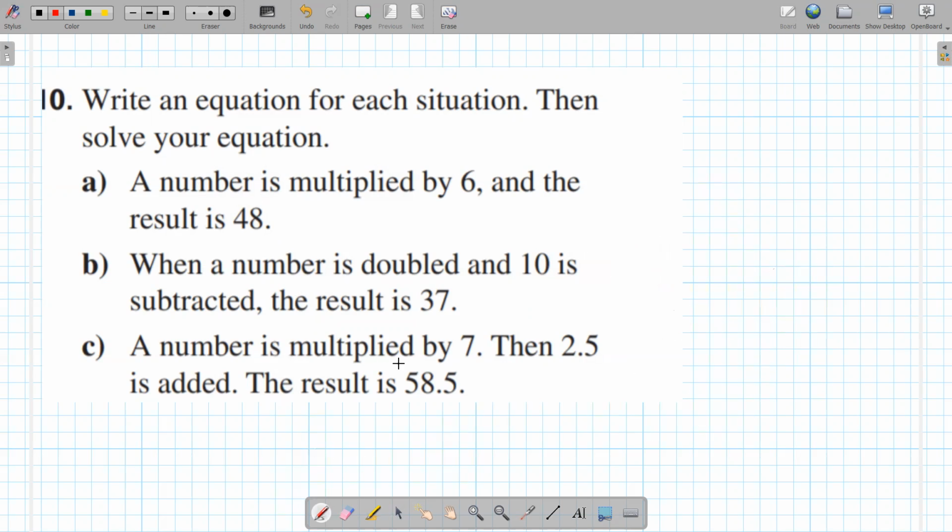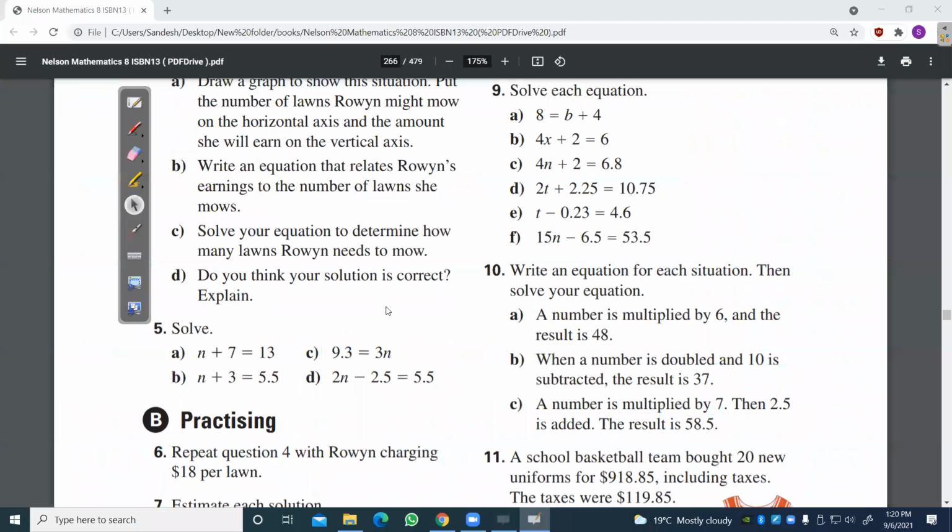Let's look at C. A number is multiplied by 7. So what does that mean? 7x. And then 2.5 is added, plus 2.5. And what will that be equal to? 58.5. All right, now how do we solve this? You subtract 2.5, so 56, and then you would divide, because it's being multiplied. You divide both sides to get rid of the 7, and then 56 divided by 7 is 8, and that's our number. Easy enough?